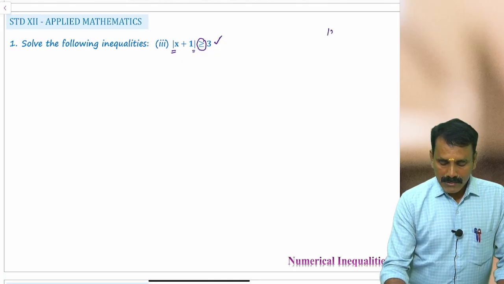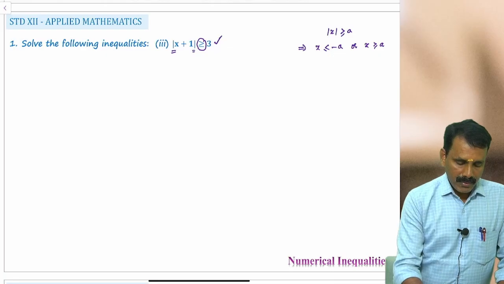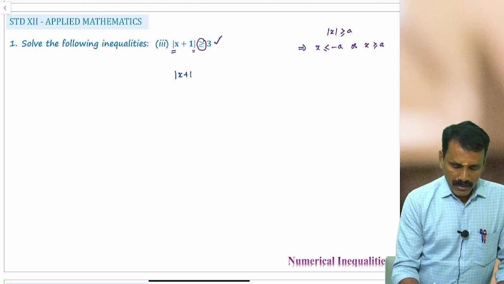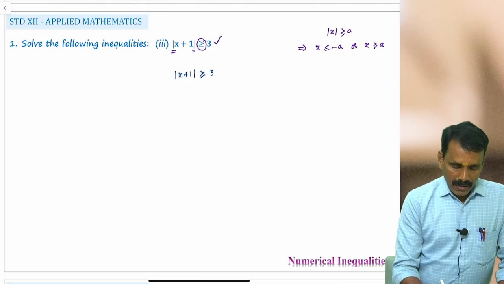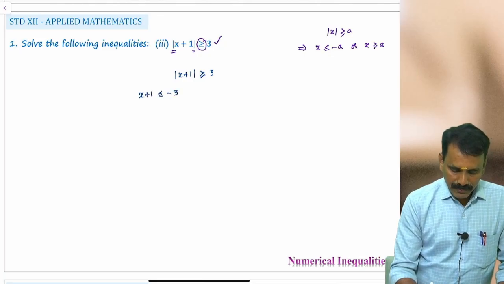So, we have this expression: modulus of x greater than or equal to a implies x is less than or equal to minus a, or x is greater than or equal to plus a. Same way, to solve this inequality modulus of x plus 1 greater than or equal to 3, we have to split this into two inequalities. One is x plus 1 less than or equal to minus 3 and x plus 1 greater than or equal to plus 3.